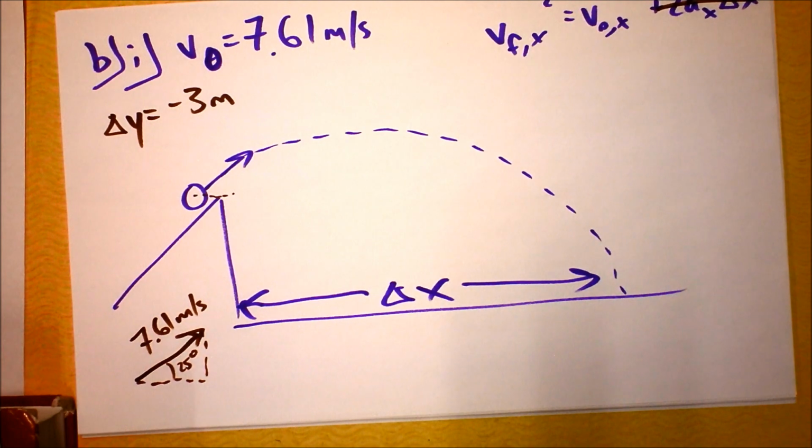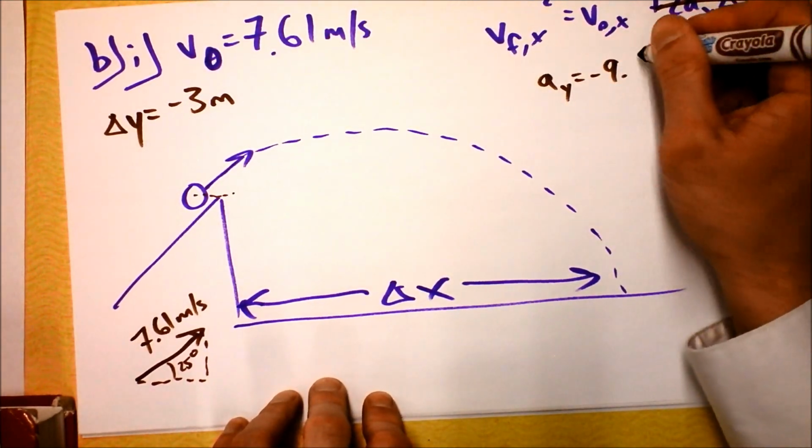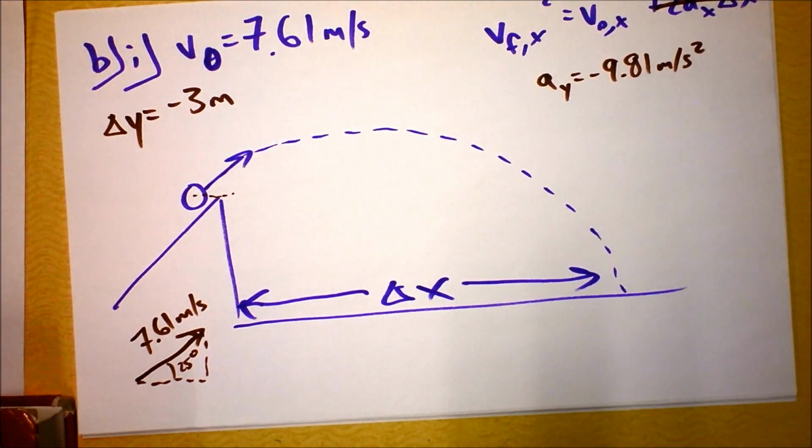You know acceleration in the y direction. Negative 9.81 meters per second squared. Do we know anything else? Don't you always know that? We always know that. When we did this problem, we broke it into 2 parts. How did we slice it?